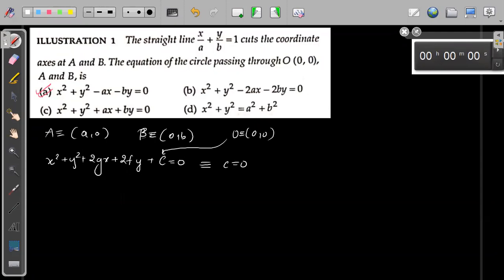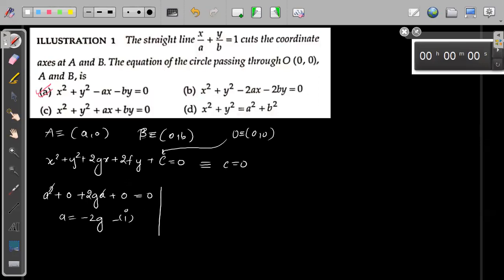So that means there are two unknowns. Let's see, if I substitute point a comma 0 in this equation, this will become a square plus 0 plus 2ga plus 0 is equal to 0. Because a is not 0, we will have a is equal to minus 2g, or simply minus 2g is equal to a. First equation we have got this thing, right?